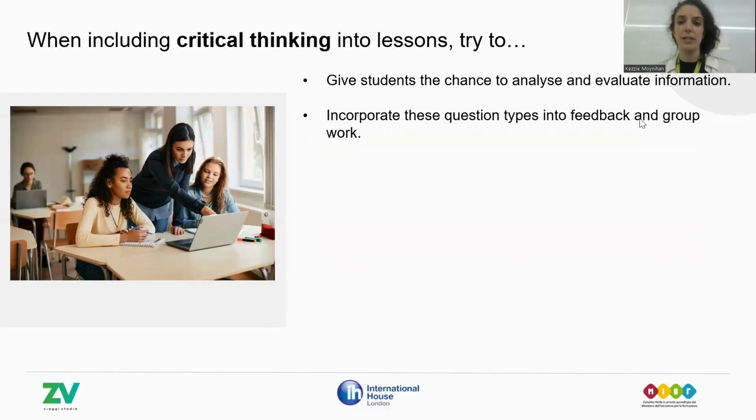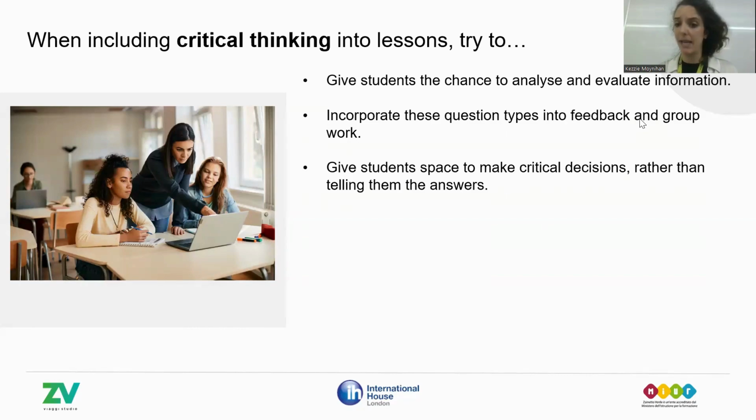Incorporate the questions we've looked at into feedback and group work. So rather than just asking learners to check answers with their pairs, you might ask them some of the questions I've shown you in previous slides and discuss those, which will give them more criticality in their pair work.